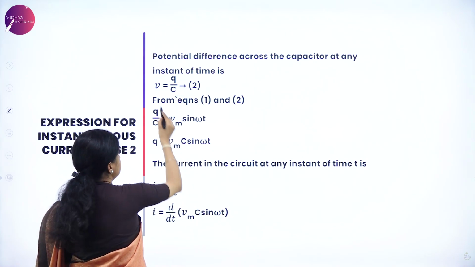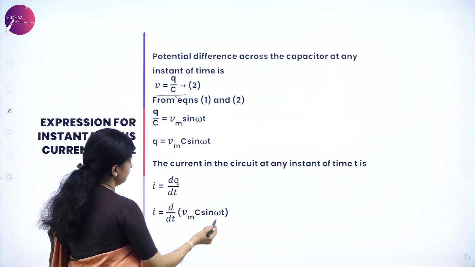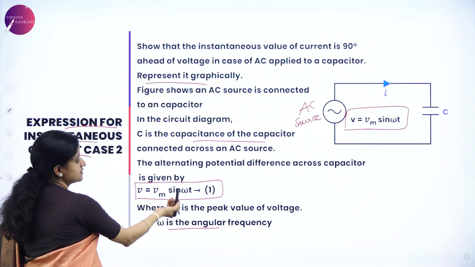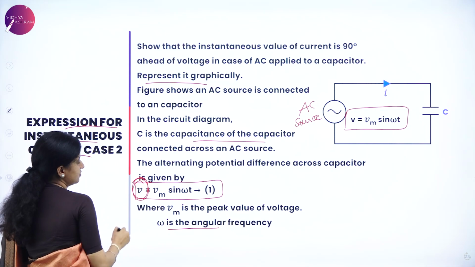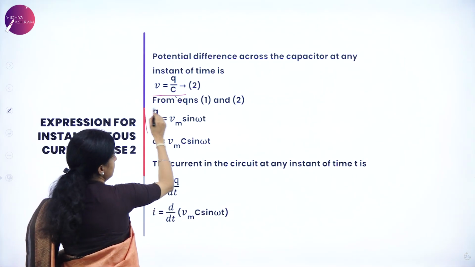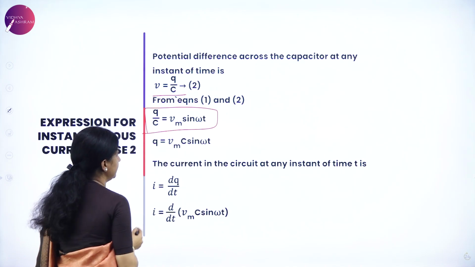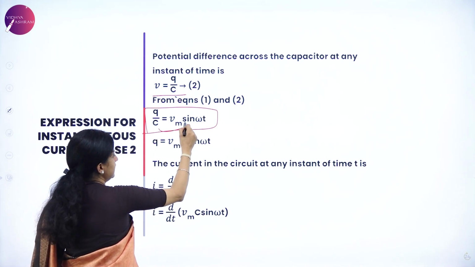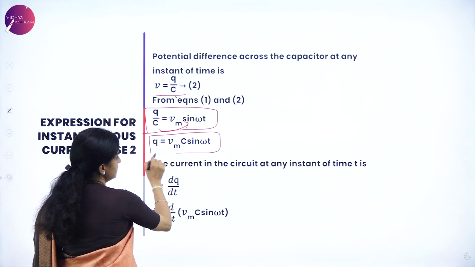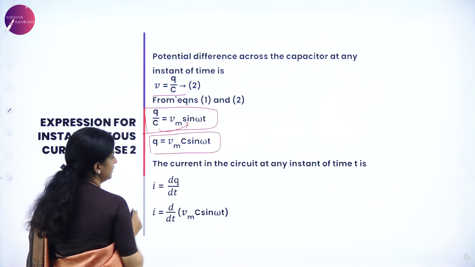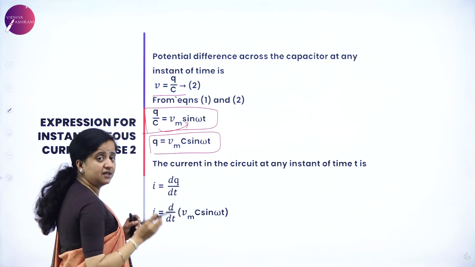Equation. Let us substitute this in the first equation. What is the first equation? V equals Vm sin omega t. So here, in the place of V, if I substitute Q by C, we get the equation Q by C is equal to Vm sin omega t. We can multiply C to the RHS and we get the expression Q is equal to Vm into C sin omega t. So Q is nothing but the charge.